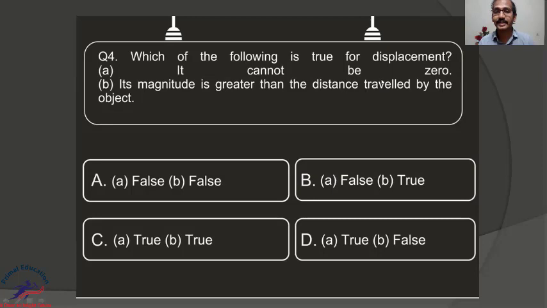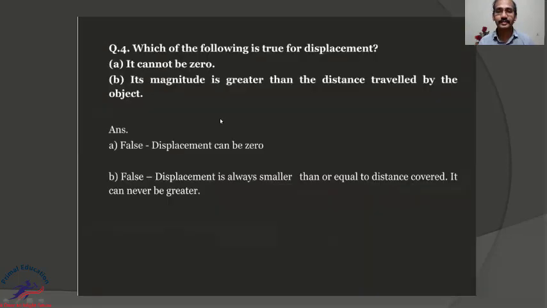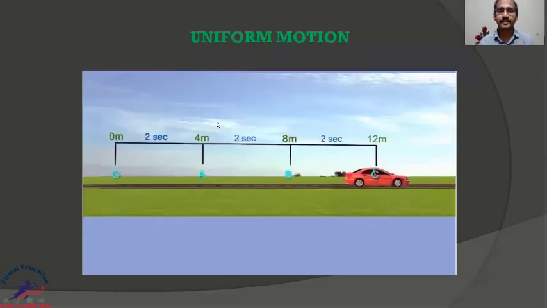It's a false statement. Its magnitude is greater than the distance traveled by the object. Is the displacement greater than the distance? No. Minimum to the distance. Already we calculated in the before examples. So both options are false statements only. First one also false, second one also false. Yes. Displacement can be 0. Displacement is always smaller than the distance.